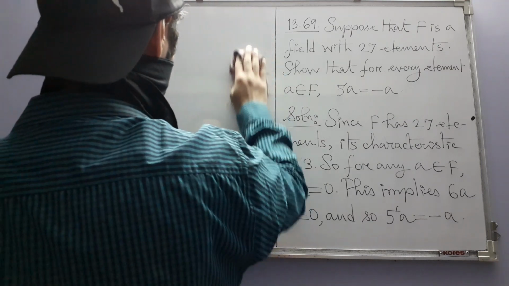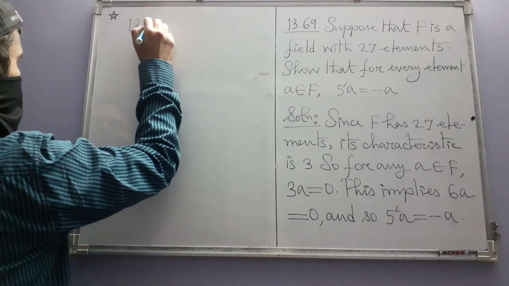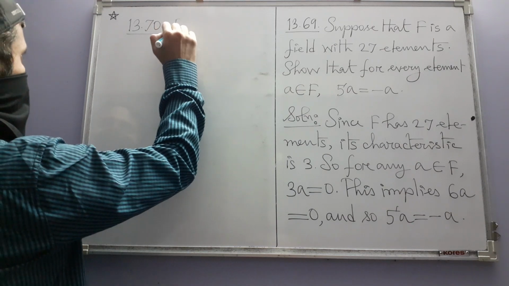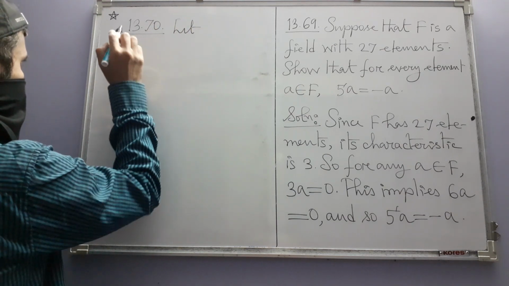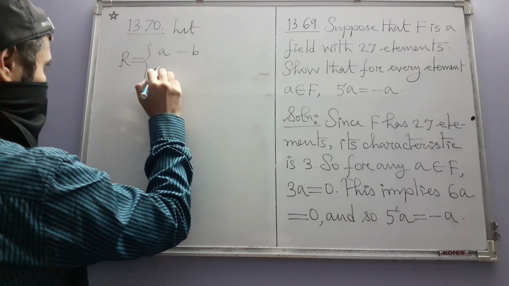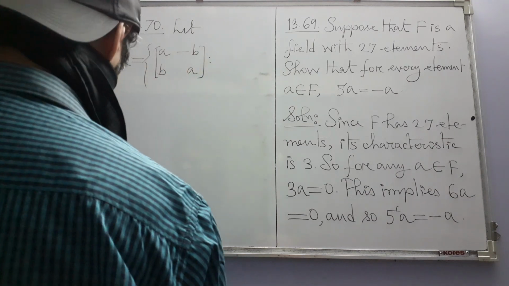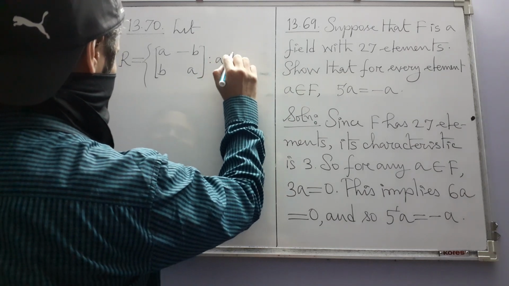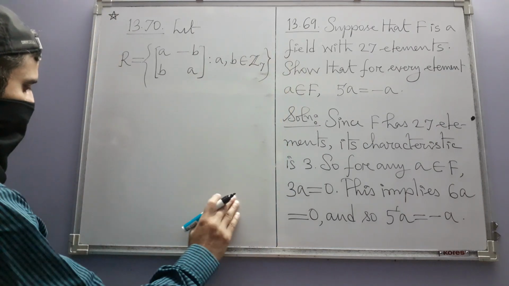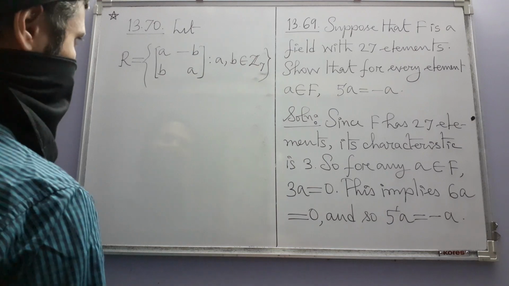And there is one more in this set of exercises, which is the last one, the 70th one. Let R be the set of all 2 by 2 matrices of this form: A, minus B, B, A, where A and B are coming from the finite field Z7, consisting of all the integers modulo 7 under the operations of addition and multiplication mod 7.